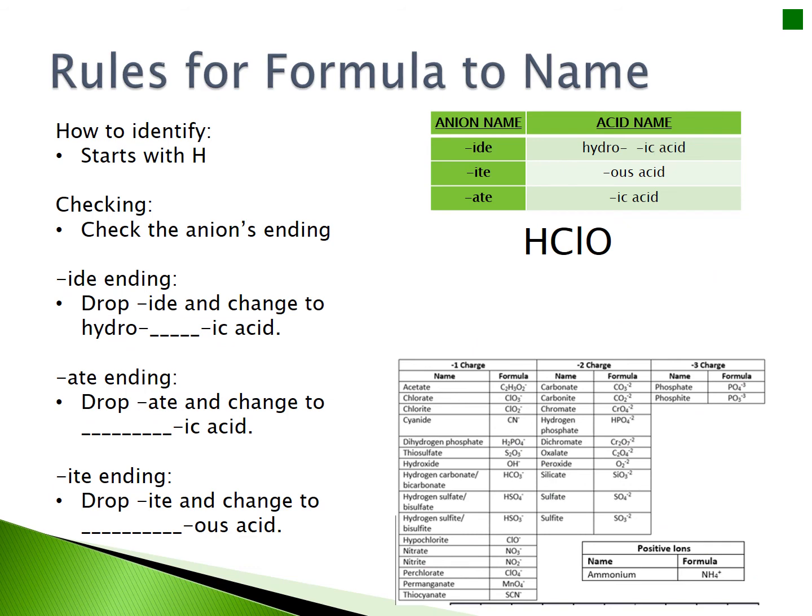So we're going to do HClO. Okay, so first I have to identify that it's an acid, and I do because it starts with an H. Now I'm going to check the anion's ending. So because it is ClO, I know that it is going to be polyatomic, and so I'm going to be looking for ClO on the polyatomic ion sheet, which is hypochlorite. So I'm going to write down hypochlorite.